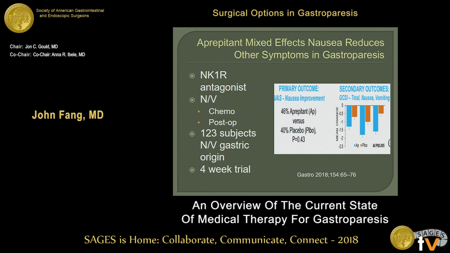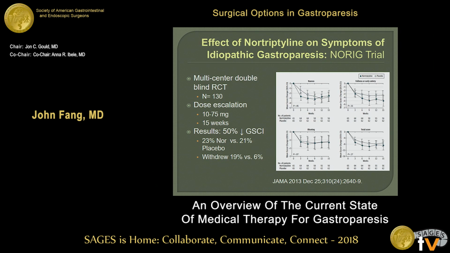This is aprepitant. It's a neurokinin receptor antagonist. That receptor is in your basal ganglia, associated with your vagus, motor, and sensory receptors. Very approved for chemotherapy and post-op. This was a very recent study in Gastro, which is our number one journal, where the primary outcome, as you can see, wasn't any different, nausea improvement. When they looked at the total gastroparesis symptom index, though, it did have some benefit, and mostly on the severity of nausea, so some benefit. And we just started a study at our institution on a new neurokinin receptor antagonist as well, so there's a lot of interest in this area.